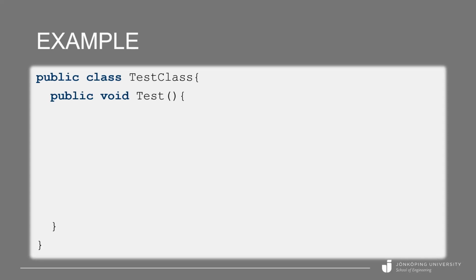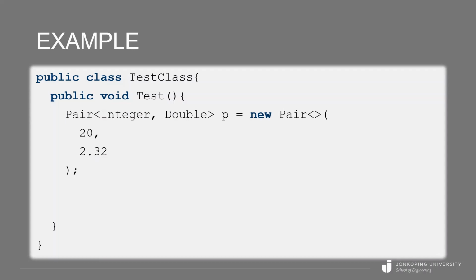So from Java 5.0 and on, we don't need to do it the way I showed you 2 slides ago. Instead, we can do it like this. So here, the pair constructor expects us to pass 2 objects, but since we use primitive values here instead, Java will automatically create a new integer object and put 20 inside of it, and here it will create a new double object and put 2.32 inside of it.